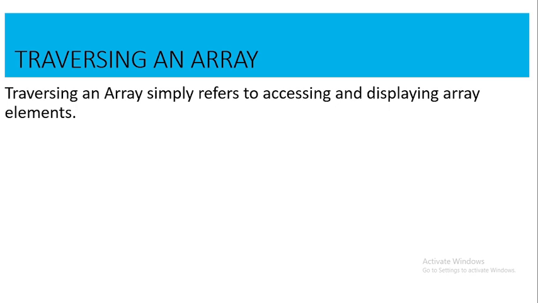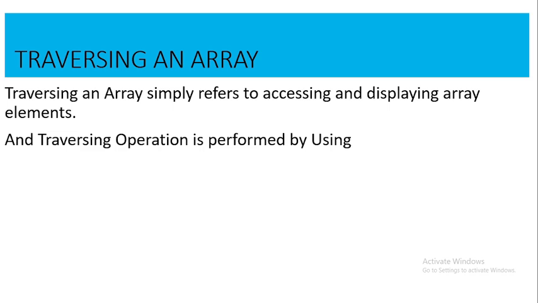We know that an array has members. Therefore, going through each member of the array one after the other is what is known as traversing an array. To traverse an array means to go through each element one by one. A traversing operation in a computer program is performed using a for loop. It can also be performed using a while loop.